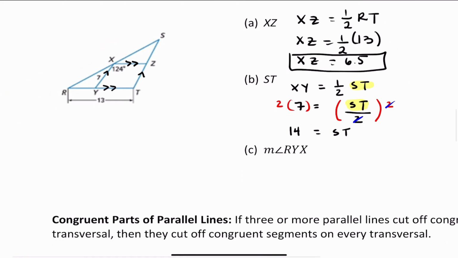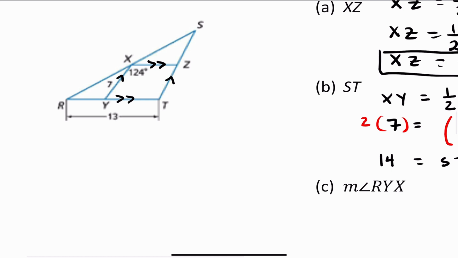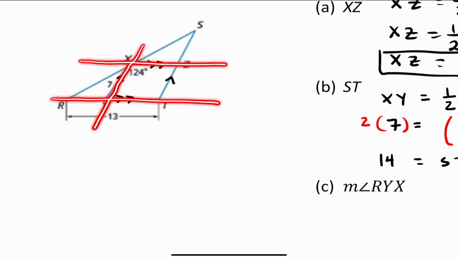ST is 14. Okay? Now, what is the measure of angle RXY? Oh, sorry, no, not RXY. It's RYX. So I need to find what RYX is. If we know that this is 124, how big is this angle here? Well, we know that we have parallel lines, and this is going to be our transversal.